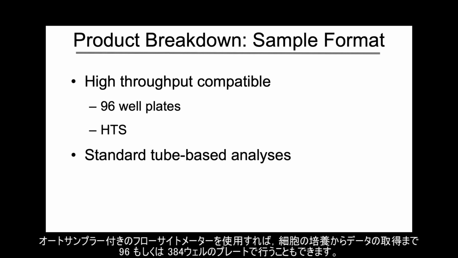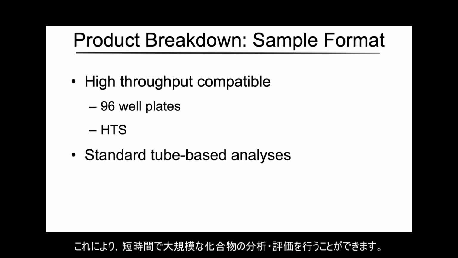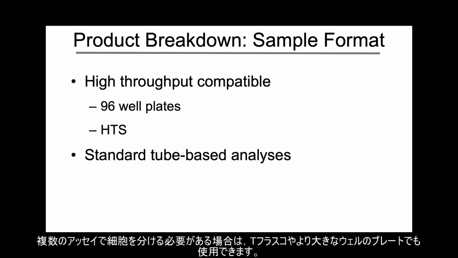The entire assay, including exposure, processing, and analysis, can be accomplished in 96 or even 384 well plates if you have a flow cytometer equipped with an automated high-throughput sampling device. This can enable walk-away analysis and evaluation of many compounds in a short period of time. Of course, standard higher volume formats, such as T-flasks or large well plates, can be used if you have the need to split off cells for multiple assays and endpoints.